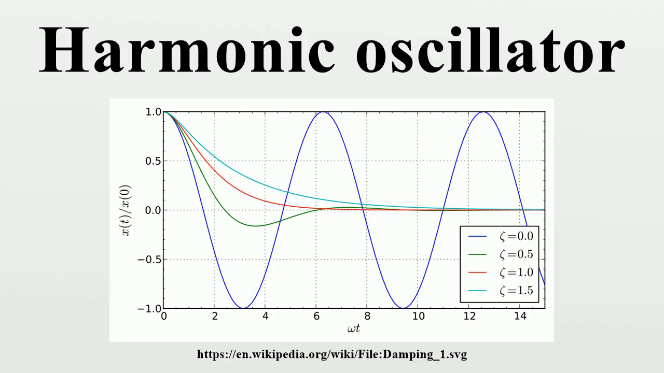We find that the motion is described by the function where the motion is periodic, repeating itself in a sinusoidal fashion with constant amplitude. In addition to its amplitude, the motion of a simple harmonic oscillator is characterized by its period T, the time for a single oscillation, or its frequency f equals 1 over T, the number of cycles per unit time.